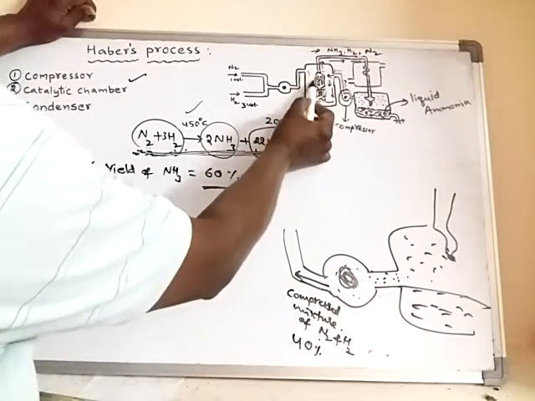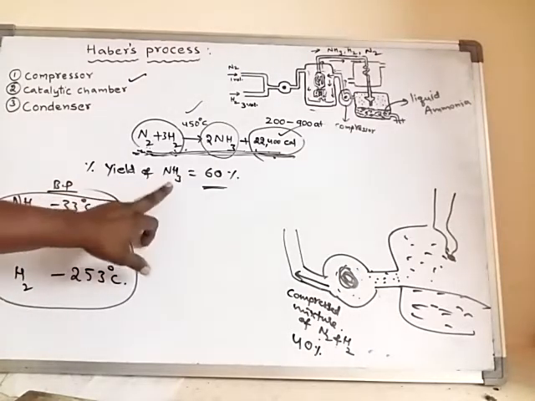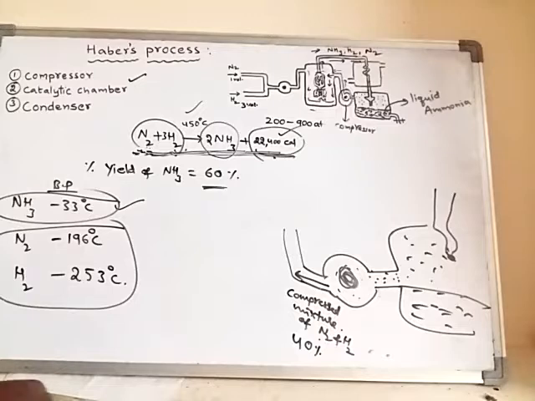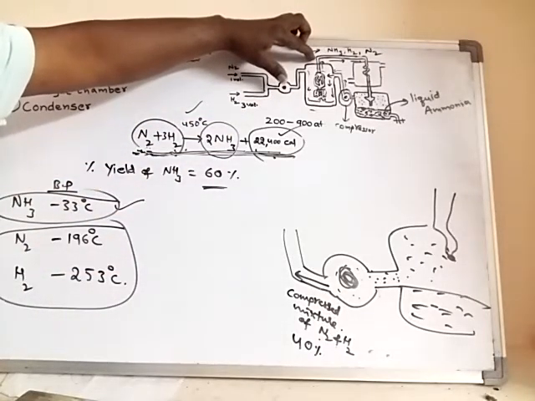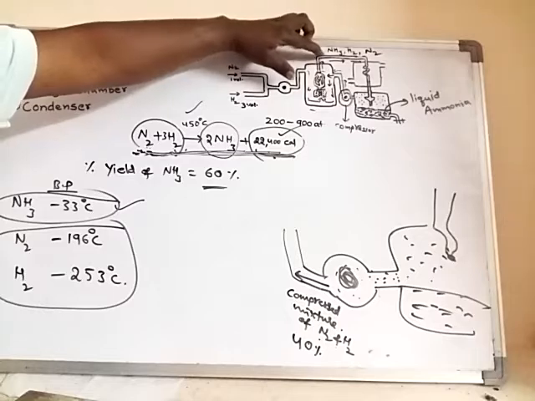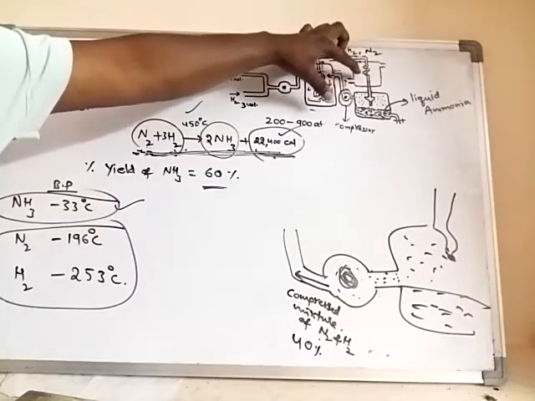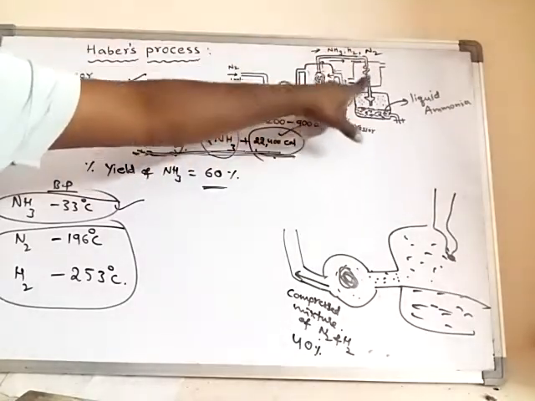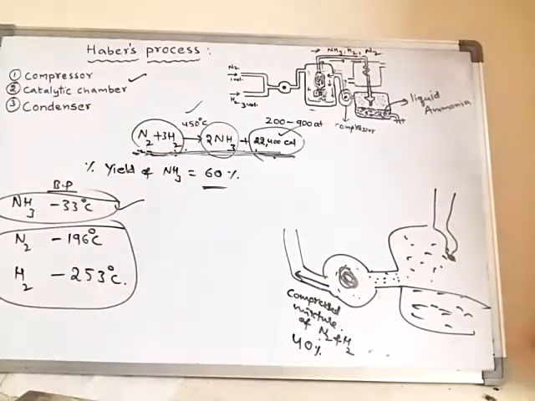Okay, only 60% of the nitrogen and hydrogen mixture is utilized. That means the percentage yield of ammonia is said to be 60% only. And again the unreacted nitrogen and hydrogen along with ammonia will pass through this pipe and reach the condenser, and finally that ammonia will convert into liquid ammonia, and so on. This process will be repeated.